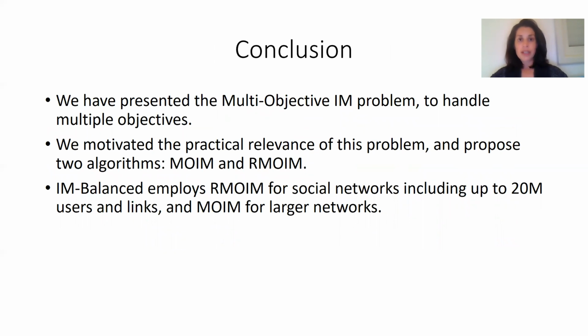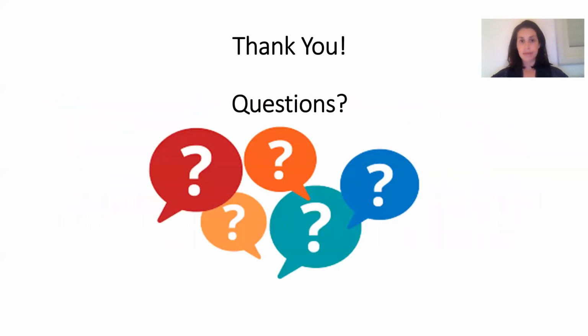Concluding, we have presented a multi-objective influence maximization problem to handle multiple objectives. We motivated the practical relevance of this problem and proposed two algorithms. Our system, called IM Balance, employs RMOIM for social networks including up to 20 million users and links, and the MOIM algorithm for larger networks, as was proven to be efficient by experimental studies.